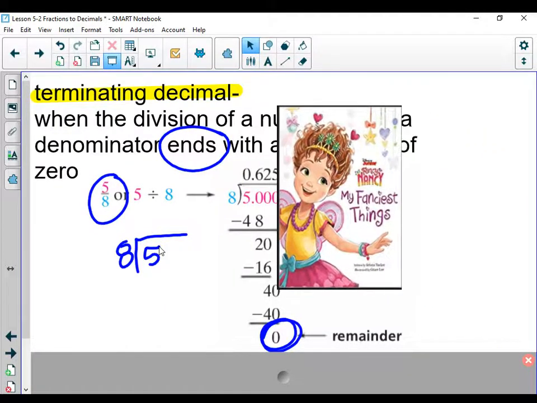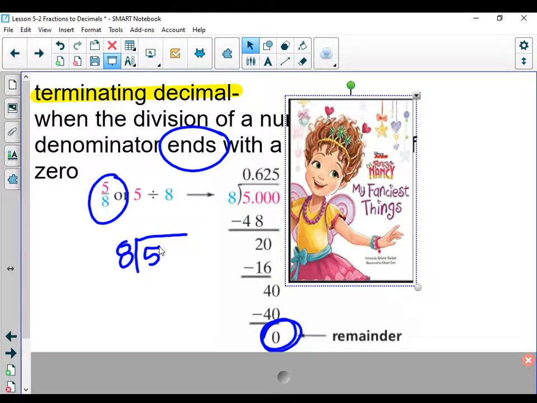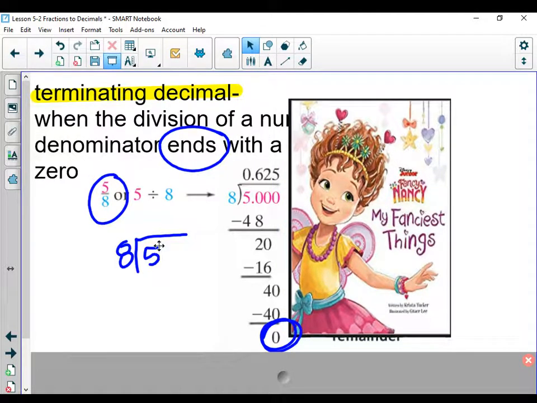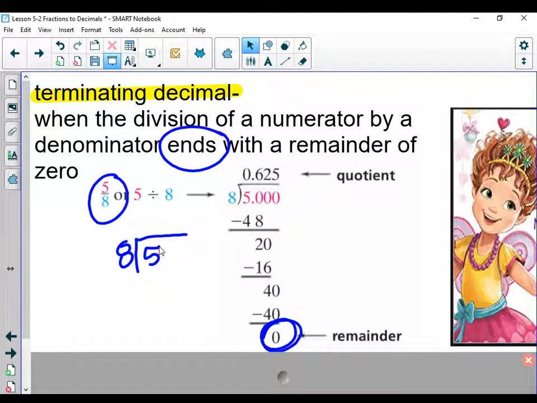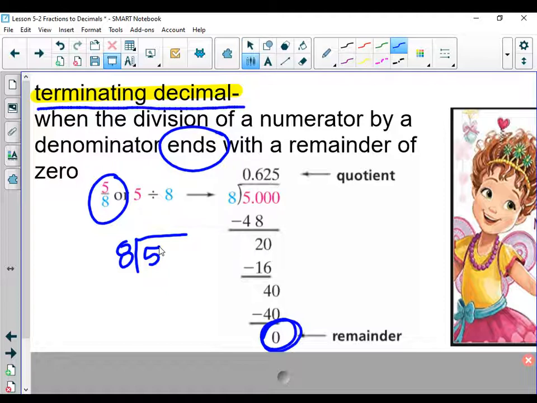I put a little picture of Fancy Nancy over here. Do you know her? She has fancy names for things. If you've ever watched the show with a younger brother, sister, cousin, neighbor, she has fancy names for things. This terminating decimal is a fancy word for ends. Definitely pause if you're going to need more time.